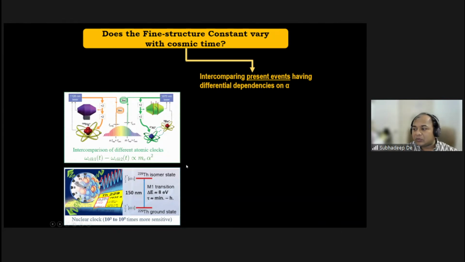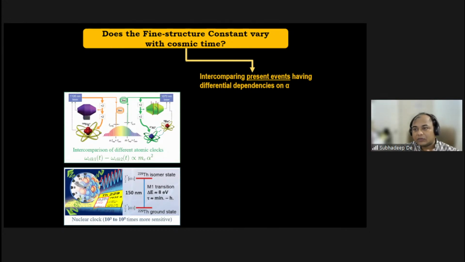But in the thorium 229 nucleus, there is one transition which is in the optical domain. It's in a very deep UV domain at 150 nanometer. This is something, let's say, not a usual thing.